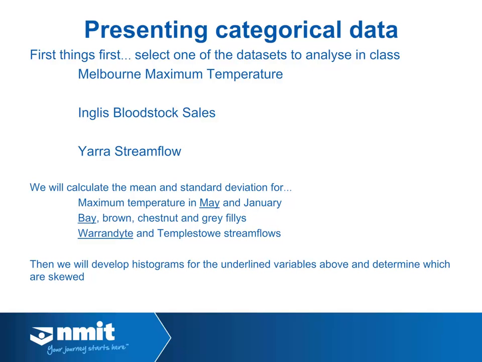Get the mean and standard deviation for bay, brown, chestnut and grey fillies from the Inglis bloodstock sales. Bay fillies are given the colour B dot, brown are given BR dot, chestnuts CH dot, and grey fillies are GR dot. That's the abbreviation for the colours. And the stream flows are broken into Warrandyte and Templestowe. So these are all, you can see, categorical variables which will be analysing numerical data based on them.